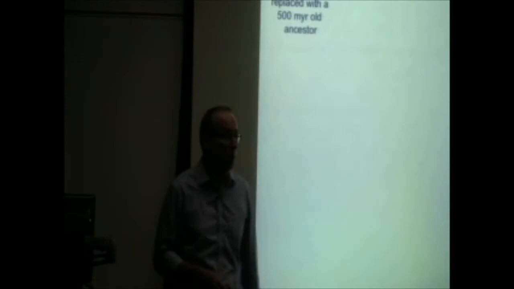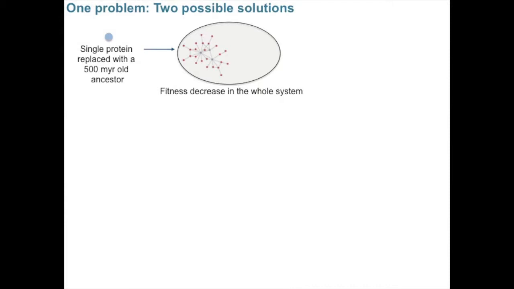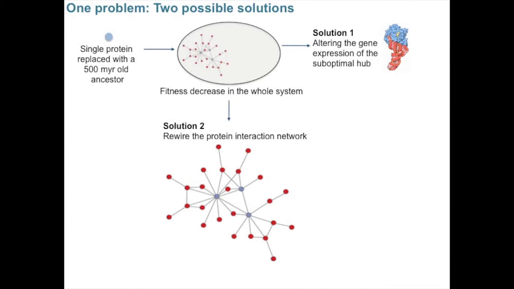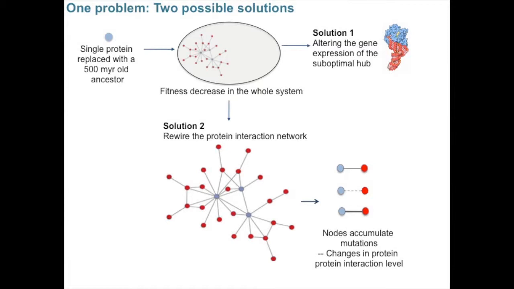in this ancient gene. So we have this single protein replaced, and the ancient EFTU protein in our case is about 500 million years old. We have this decrease in fitness when we put this ancient gene in. One solution to having this ancient gene is to alter the gene expression of this suboptimal hub of the protein-protein interaction network. Another response is to rewire the protein interaction network itself. Okay? So change the connectivity of these nodes in here.